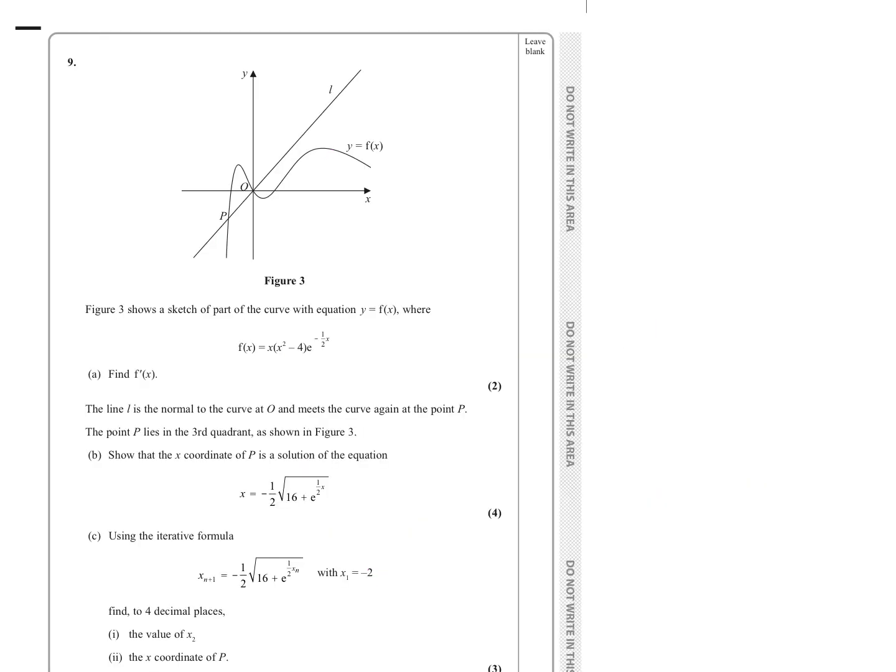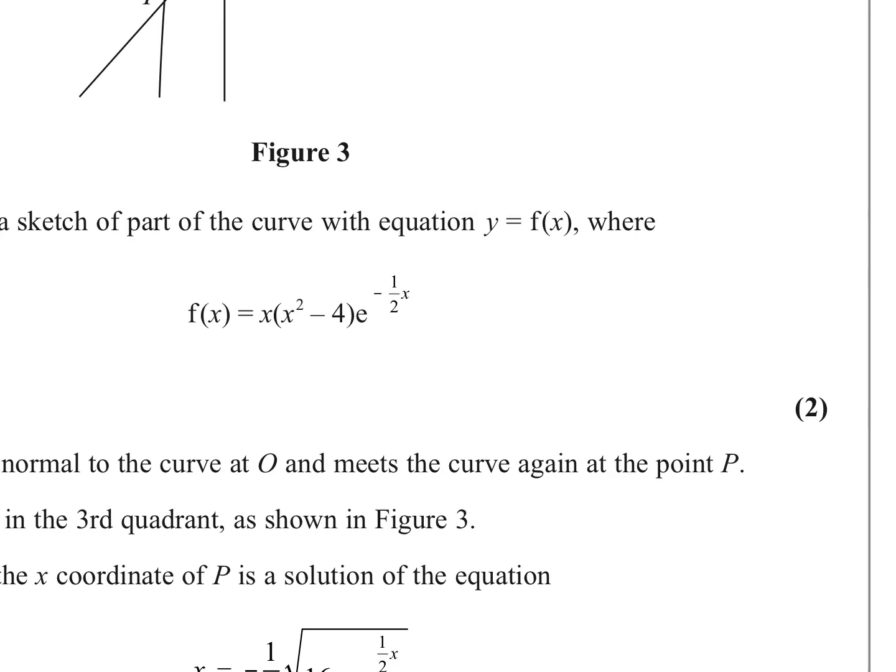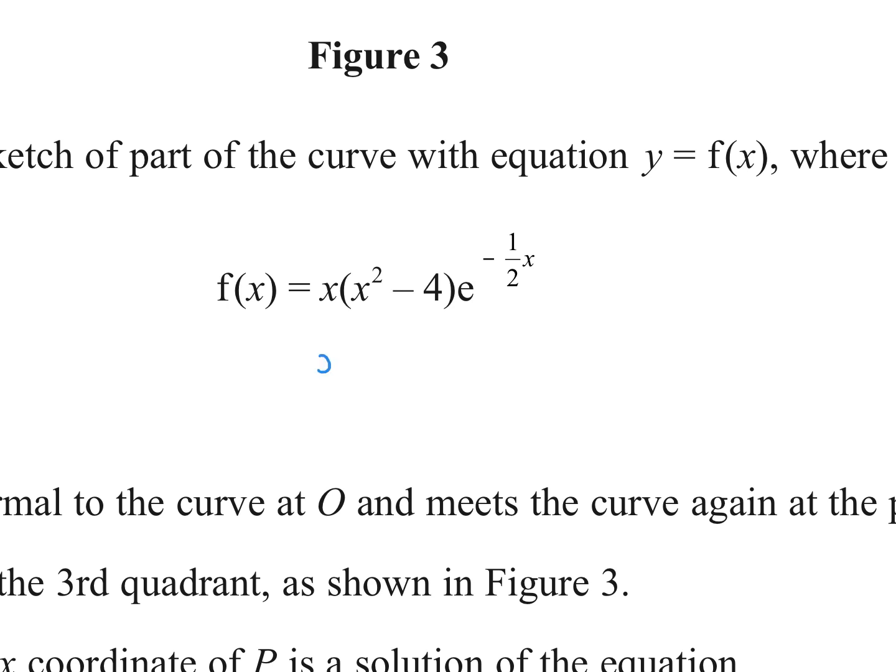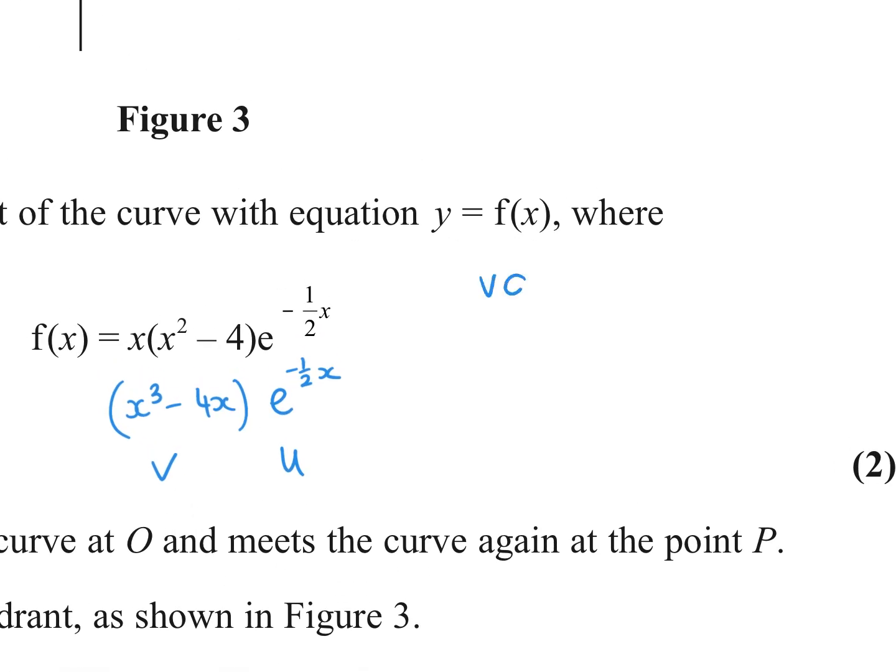Okay, question 9. Okay, so here we have a few different equations, figures, etc. Right, it says figure 3 shows a sketch of part of the curve with the equation y equals f(x), where f(x) equals this. Part A is find the differential. Okay, so we have product rule, but it looks like a product rule that's been done 3 times. So I'm going to just change this to x cubed minus 4x multiplied by e to the minus a half x. Now I have my v and my u for my product rule for differentiation. Okay, so v du plus u dv.